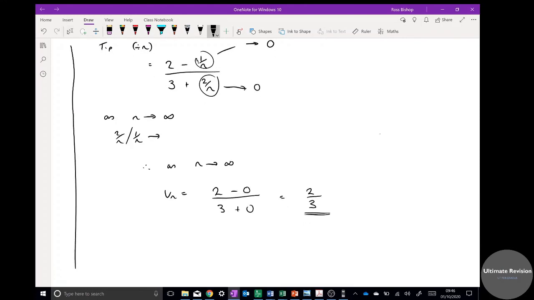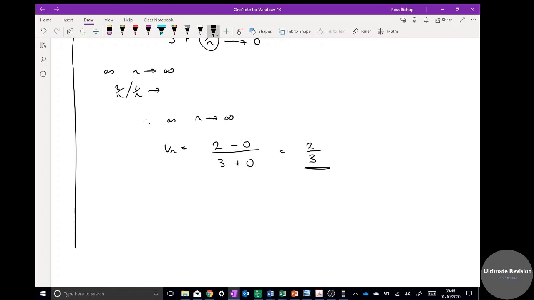So the tip there: you divide through by n, and then anything with 1 over n, you basically put as 0, because as n becomes infinity, we call it tending towards 0. Okay, so a few questions on that now.